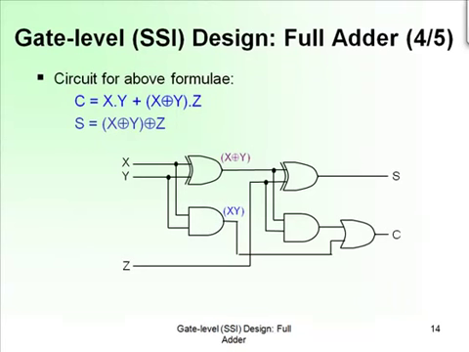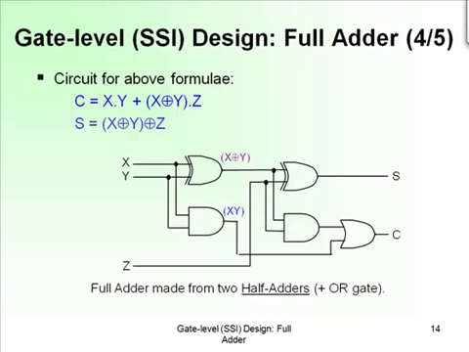The circuit for the formula, as I said, is generally 2 half adders connected by an OR gate. Mainly what you see here is the carry in or carry out being used as an input on the second level of the adder. So you can see a full adder made from 2 half adders plus an OR gate. There are our half adder circuits here, and there's the OR gate down here.